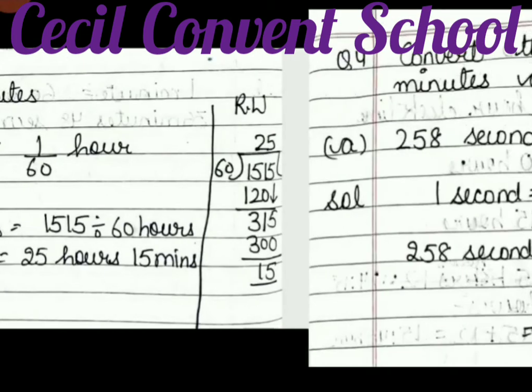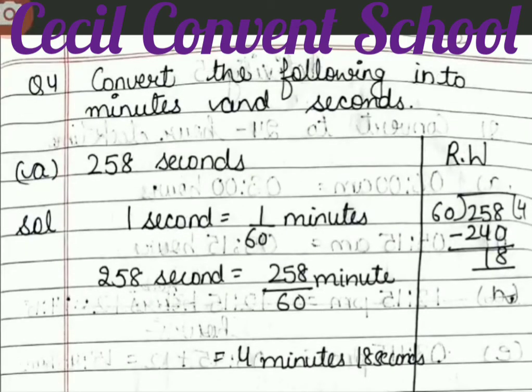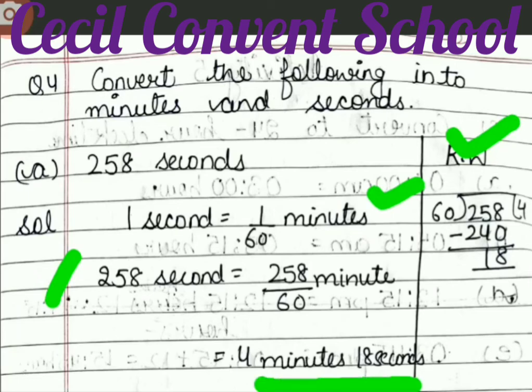Clear? Now students, we do question number 4. Question number 4 is convert the following into minutes and seconds. 258 seconds. Seconds you have to convert in minutes. So as you know, second is the smallest one, so you write 1 second is equal to 1 by 60 minutes, because you are moving from small to big, always divide. So 258 you have to divide by 60. If you don't want to write this thing, no need to write, no problem. After this you will write down the division, and after that write down the direct answer. Then also you get full marks for it.